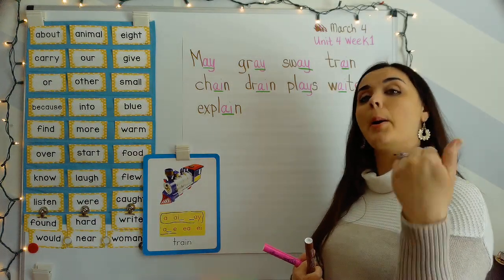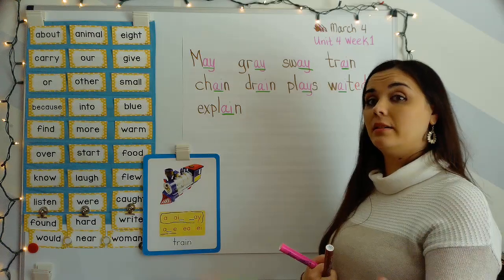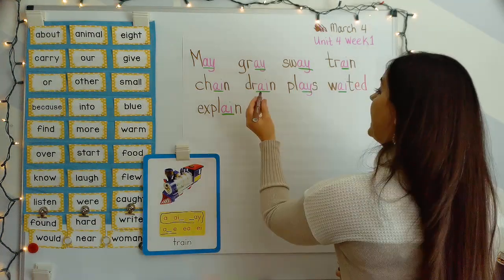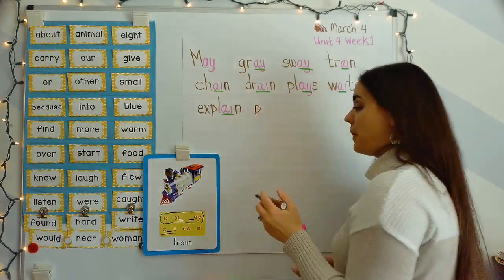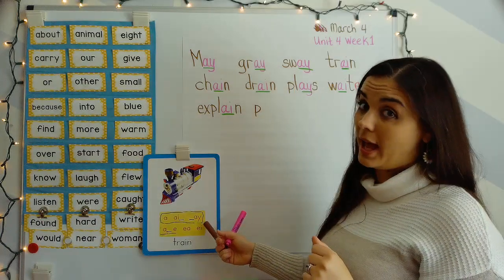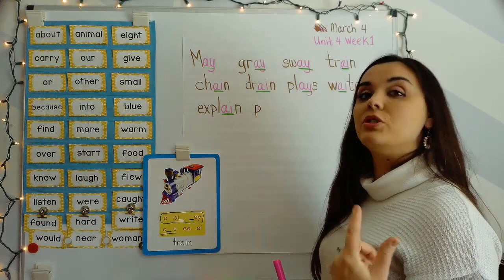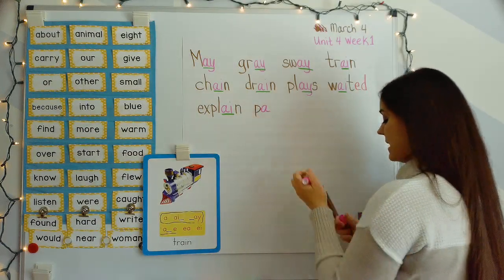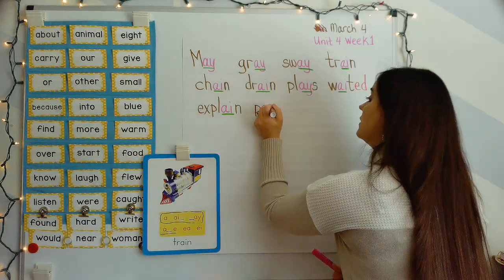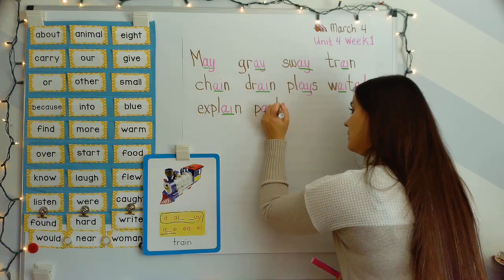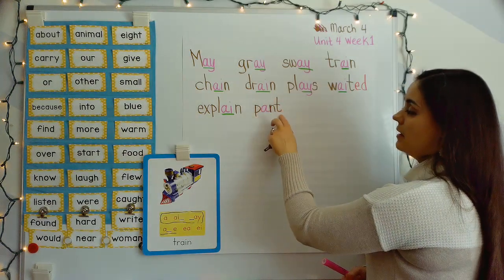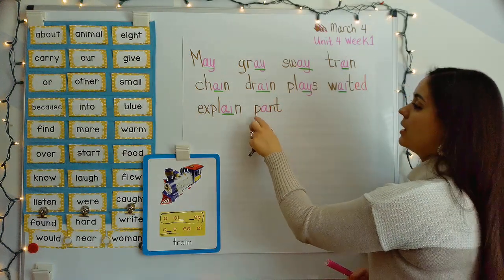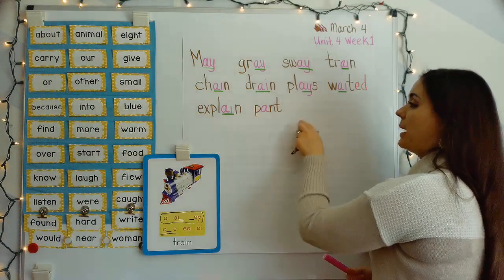Pant. Your turn. P, A, N. Pant. So notice when I said the word pant, I did not hear the letter A. I only heard A, which is short A. P. A says A. And T. N, T. The blend N, T. P, A, N, T. Pant.